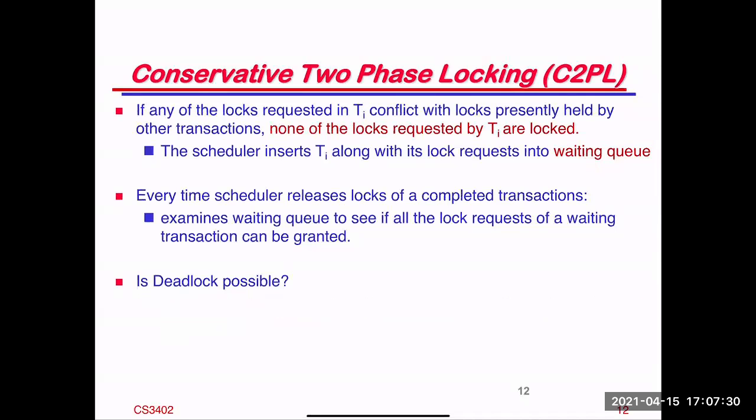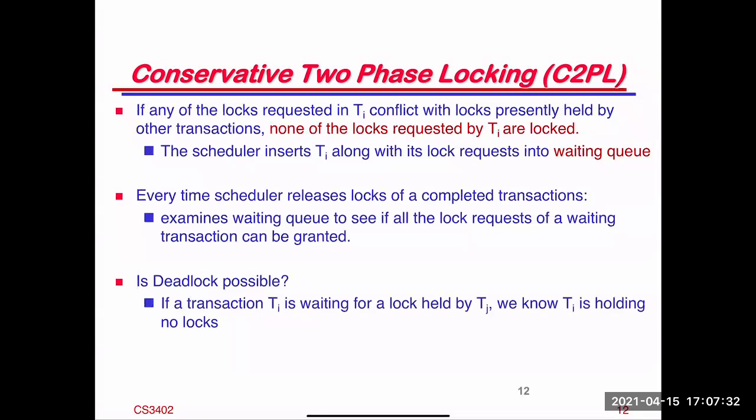Because the way we defined conservative two-phase locking is that all the locks are requested initially. So there's no hold-and-wait situation where each transaction has some of the locks that it wants and still wants some more. And since there's no such possibility, it's not possible to get a deadlock here.